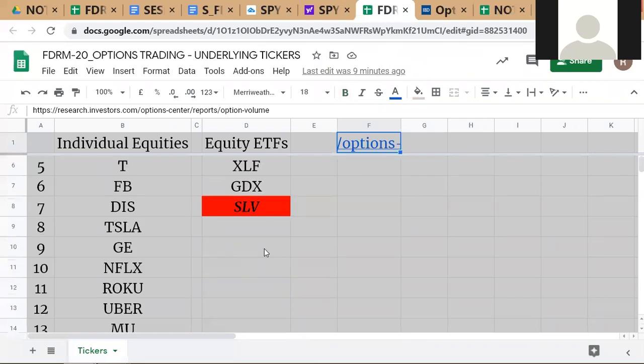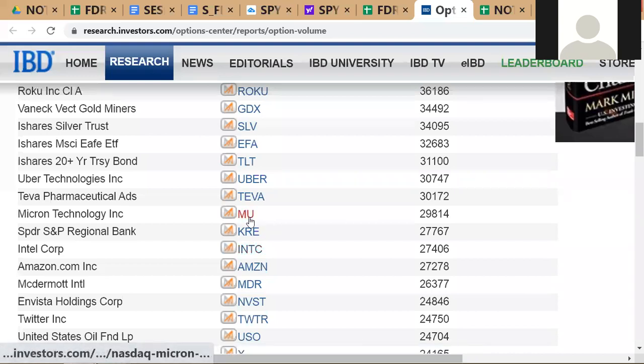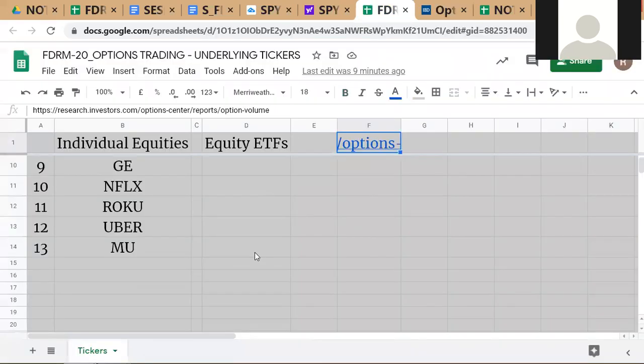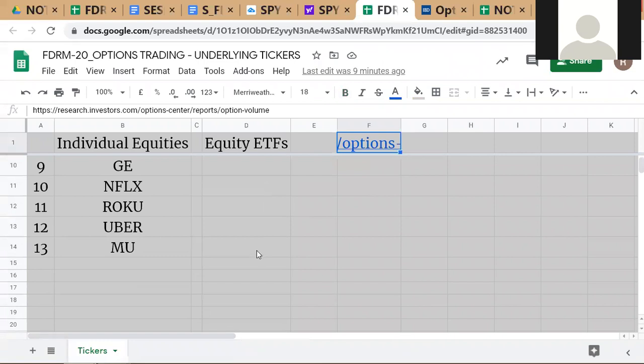What is the last stock I have here? Micron Technology. So what I'm going to do is leave out everything after Micron. Regional bank, yeah, we already have financials, so I'm going to leave that out. I will put in Intel. What is the last one we have? We have Micron. Okay, I'm going to put in Intel here. So you have a complete list.